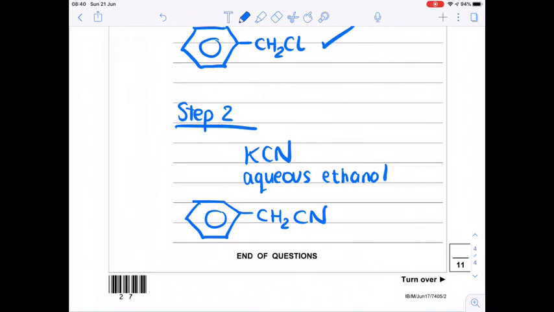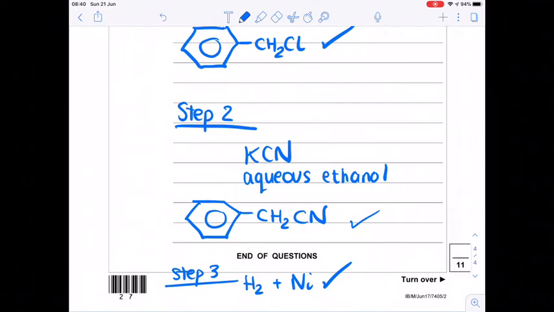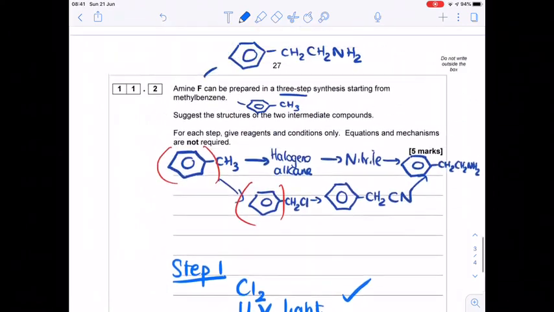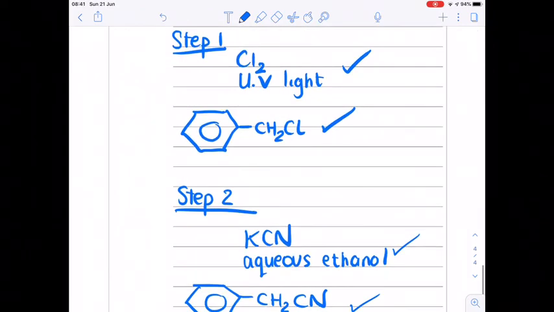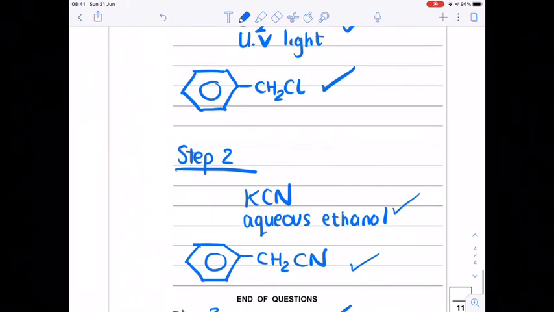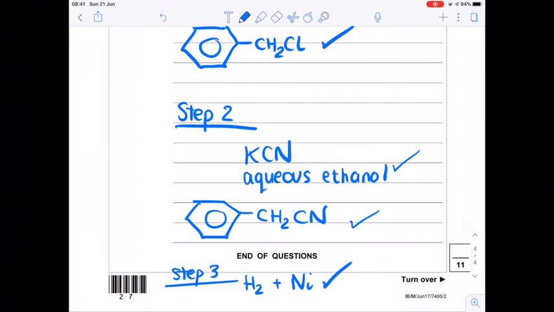And then in our final step, step 3, I need to reduce that. So I'm going to use hydrogen and a nickel catalyst, and that's going to turn it into our product. So you can see where our 5 marks are coming from. We've got our reagents and conditions for step 1 and our product of step 1, our reagents and conditions for step 2 and our product of step 2, and our reagents and conditions for step 3.